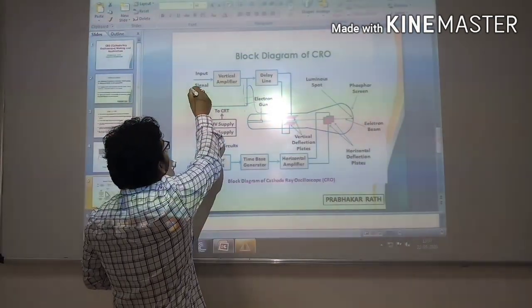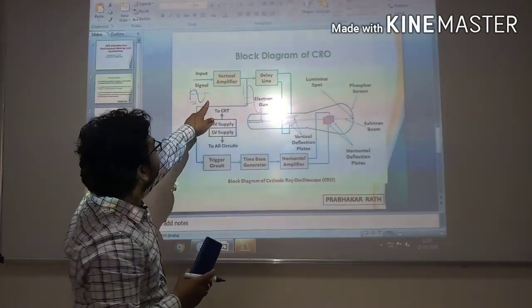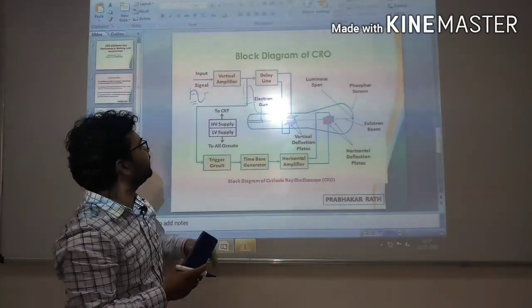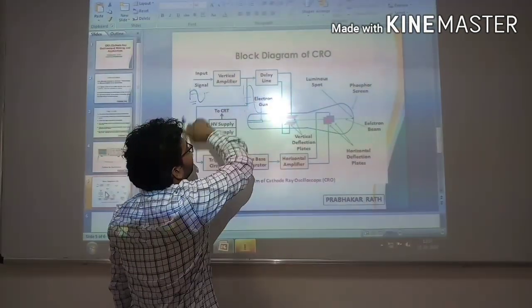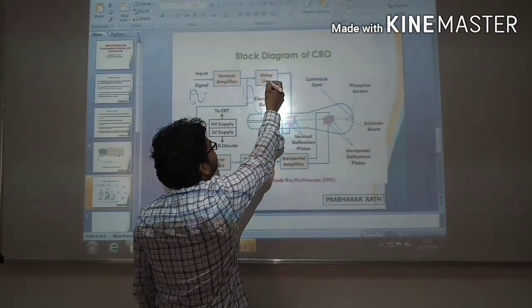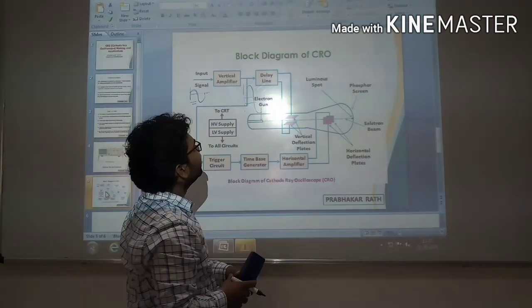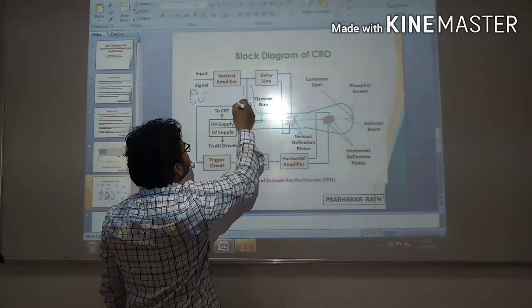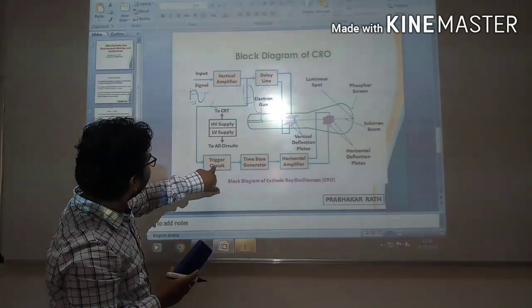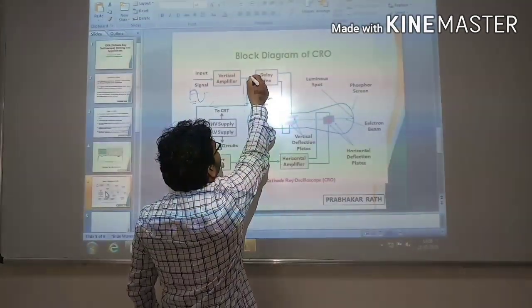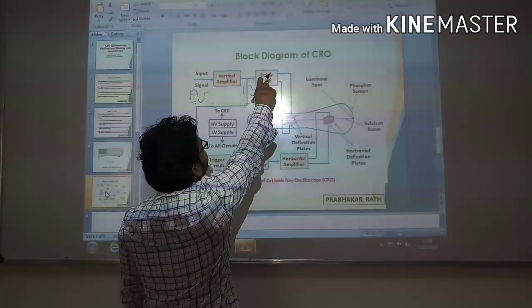Okay. So in that particular case, what happens? The input signal is provided to the vertical amplifier. The vertical amplifier amplifies that signal, and the output of the vertical amplifier will go to your delay line. This is your second part or second parameter, that is your delay line. In the case of the delay line, what happens? One part of the vertical amplifier output is provided to your trigger circuit, time-based generator, and horizontal amplifier, and another part of the vertical amplifier output is provided to the delay line.